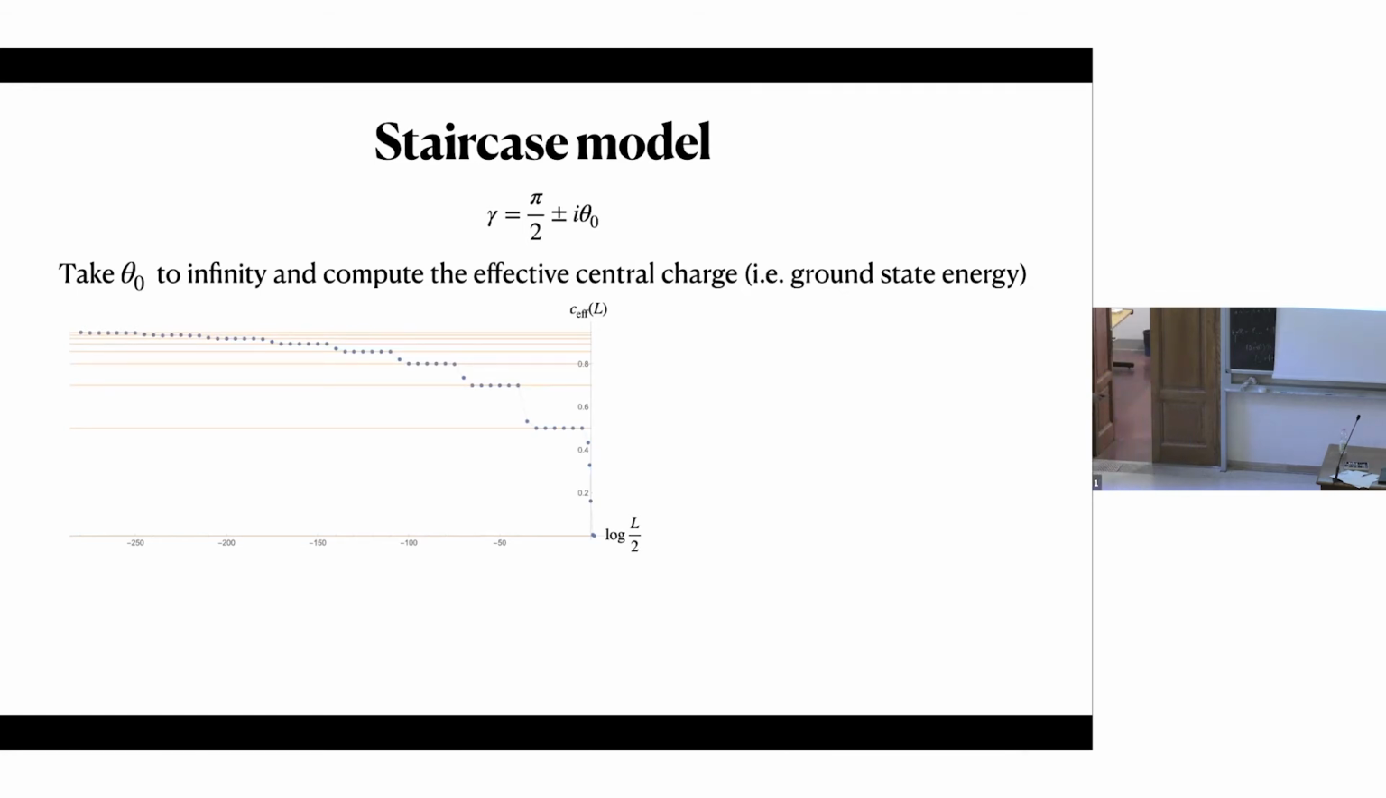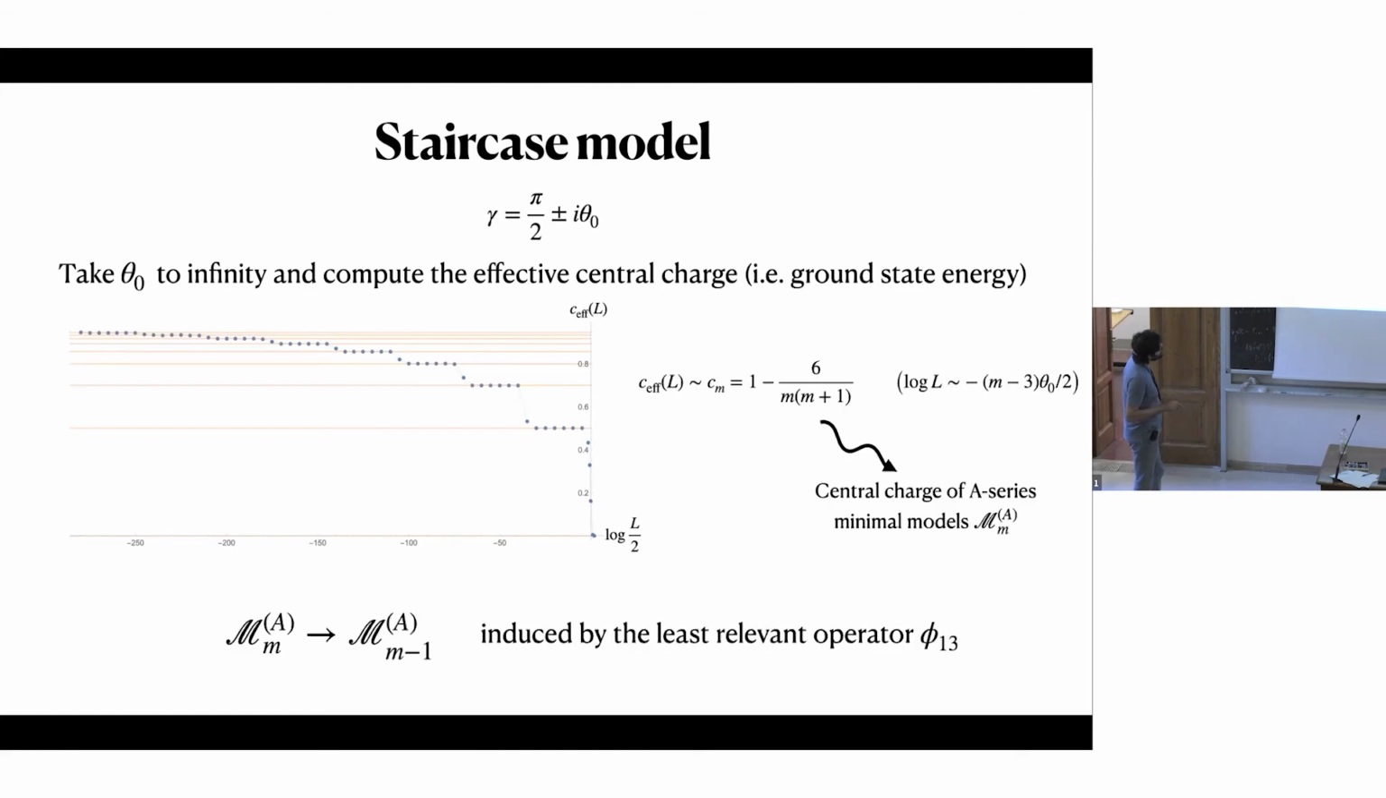What he showed is that he computed the ground state energy, which is also called the effective central charge. So this is basically the ground state energy of the model as a function of the volume L. Then he plotted how this depends on L, and you notice that as theta 0 goes to infinity, it develops some plateaus. And these plateaus are precisely at the values corresponding to the so-called diagonal minimal models.